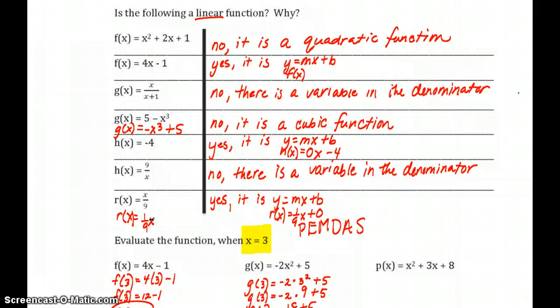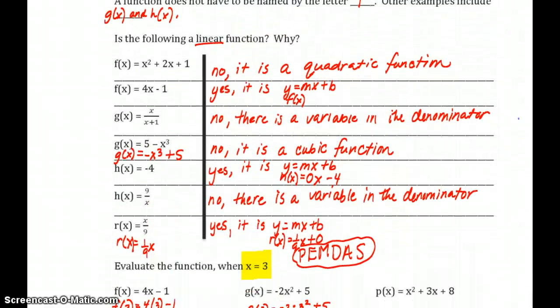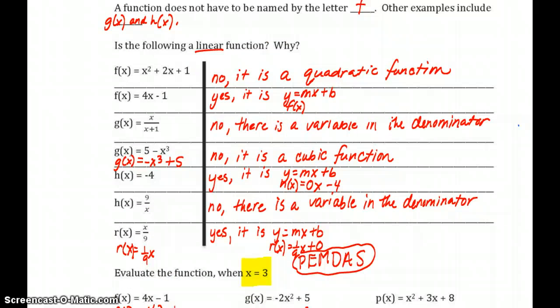Now, this next part, we're going to evaluate the function when x is 3. We're going to use PEMDAS to do that. What I'd like you to do is, I'm going to do a couple of these with you, and then I'm going to have you try the last one on your own. So I'll do a couple, and if you think you're good after one, then shut the recording off, do it, and then check your answer.